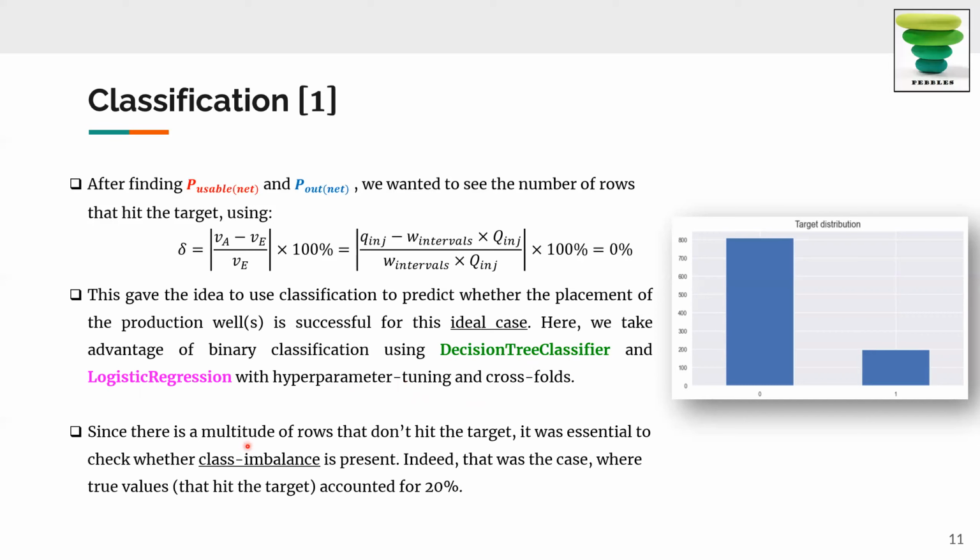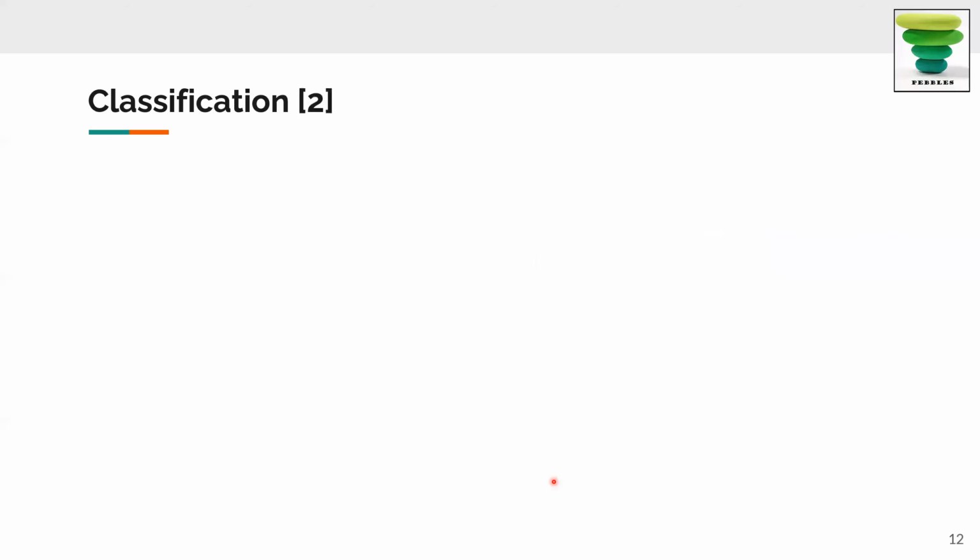Since there is a multitude of rows that don't hit the target, it was essential to check whether class imbalance is present. Of course, as in real cases, there was such an issue with class imbalance, where the true values, so the values that hit the target, corresponded to 20%. So the next step was to deal with this imbalance by applying a number of treatments.